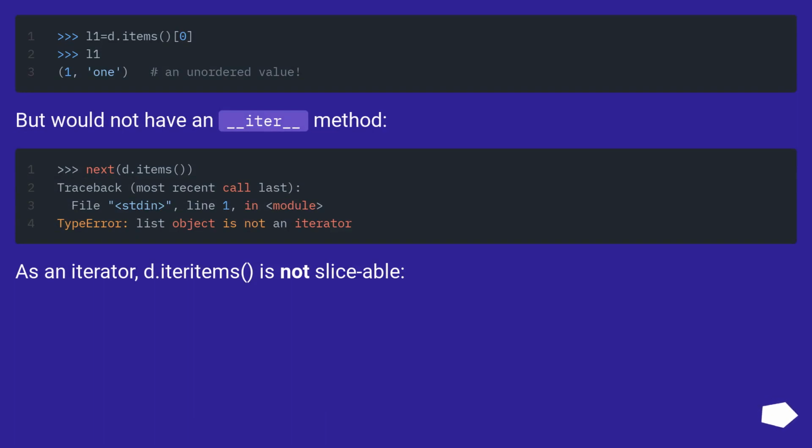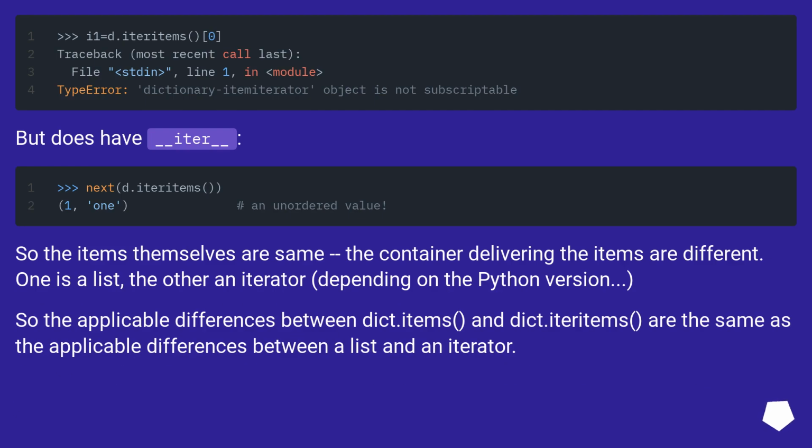but would not have an __iter__ method. As an iterator, d.iteritems is not sliceable. But does have __iter__. So the items themselves are the same, the containers delivering the items are different. One is a list, the other an iterator, depending on the Python version.